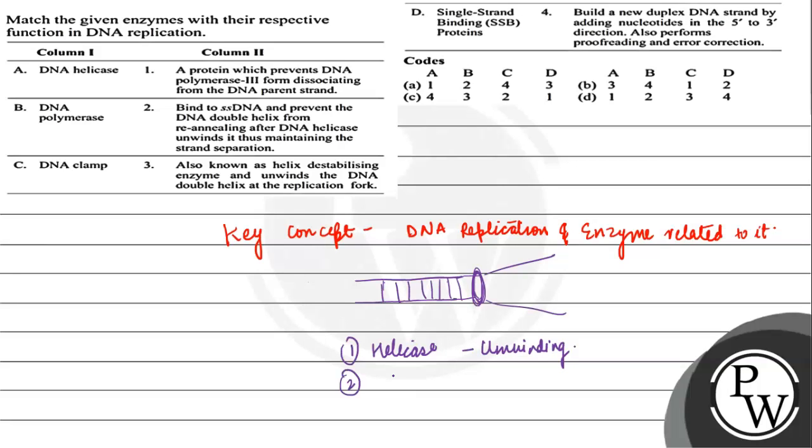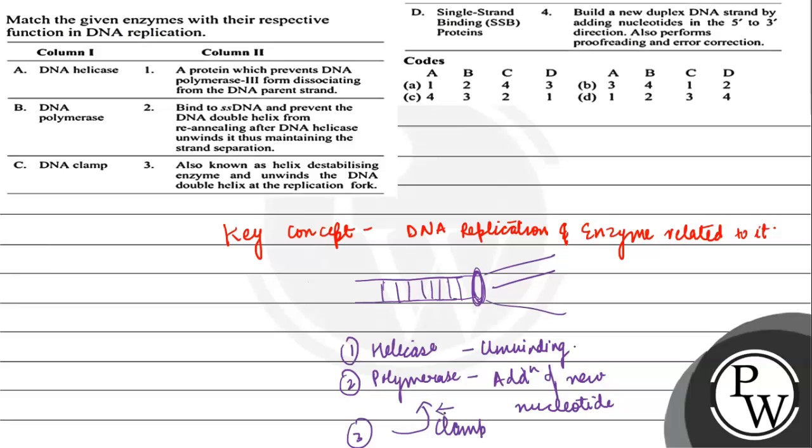The second enzyme responsible is polymerase. Since it is associated with DNA replication, it will be DNA polymerase. It helps in the addition of new nucleotides to the growing chain of DNA. Apart from that, when we talk about the clamp, it helps in stabilizing this polymerase over this DNA segment or strand. It helps in stabilizing the polymerase.